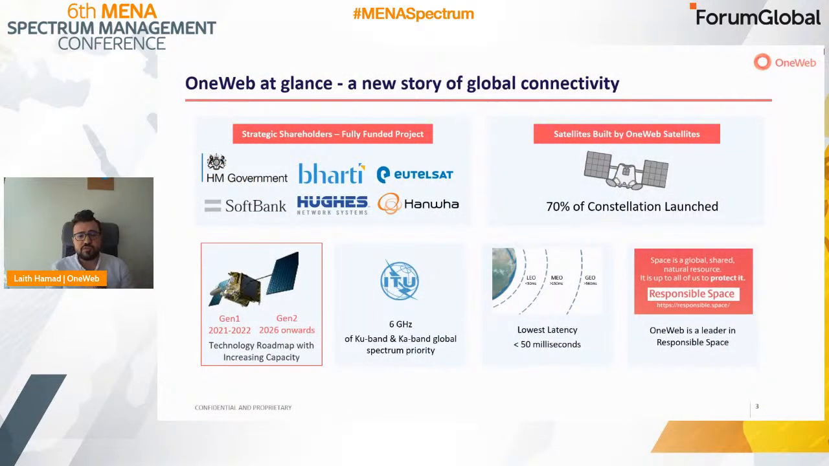Those are the shareholders of the company, and we are very privileged to have a government as a shareholder, the UK government, and then we also have know-how support from other shareholders, from a mobile operator like Bharti, from a satellite operator like Eutelsat, and from technology partners like SoftBank, Hughes, and Hanwha. So, as I mentioned, we've launched 70% of the constellation, and we are on track to continue launching this year and next year until we finalize the constellation and provide fully global coverage.